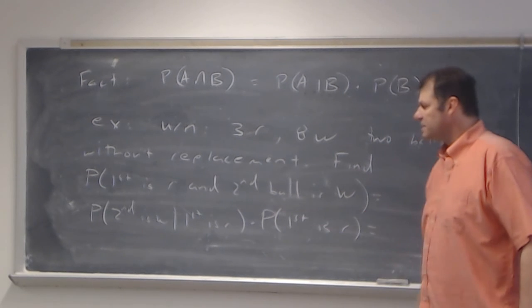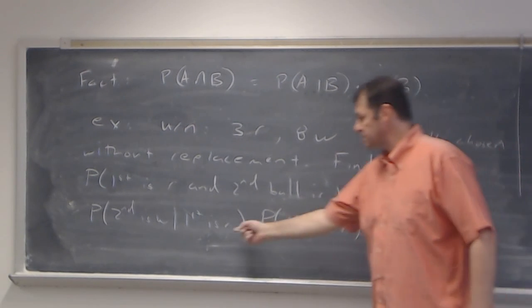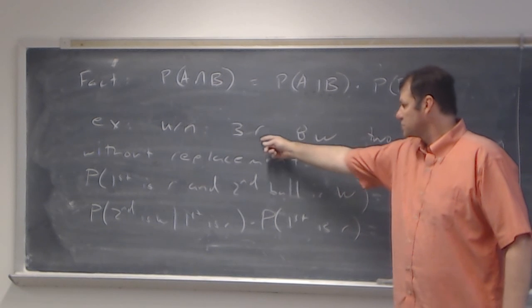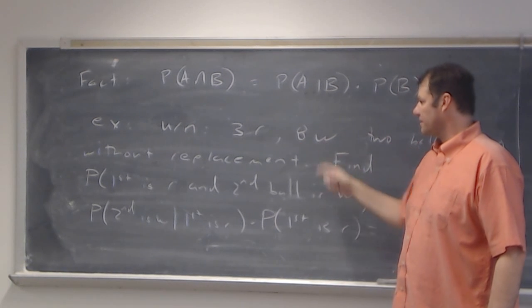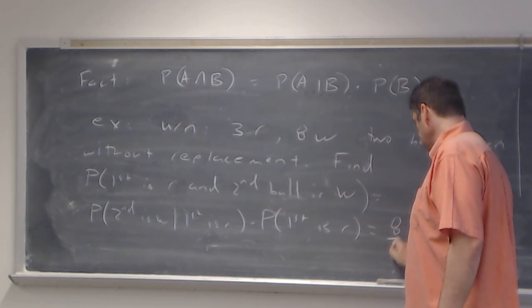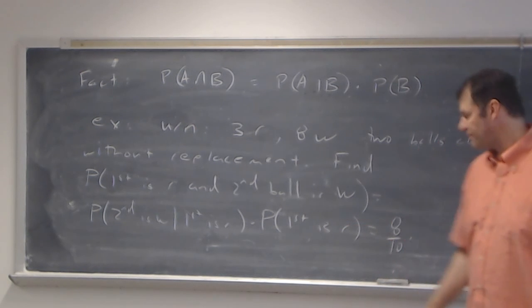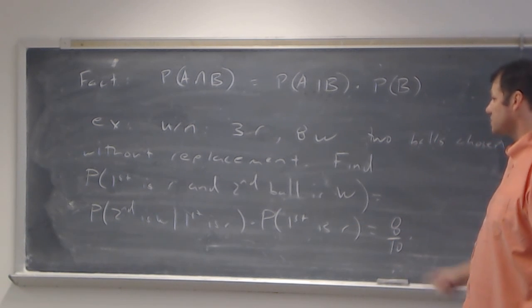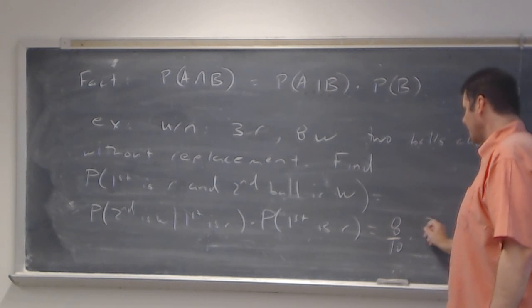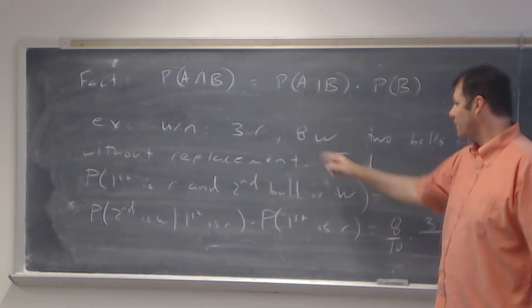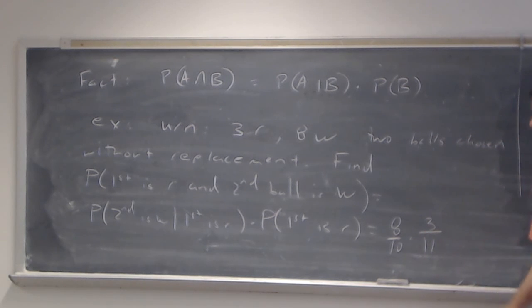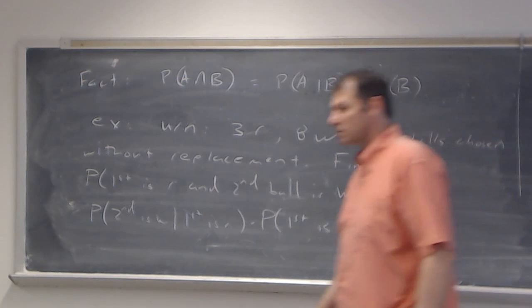So this conditional probability we can calculate by putting ourselves in this position. We've chosen a red. What's the chance now the second ball is white? Well, that's 8 out of 10, times, what's the probability that the first is red? In this situation, that's going to be 3 out of 11. And then that's what we have. So that's the answer to our problem. It's not so hard to calculate. All right. Well, thank you very much for your time and patience, and that will conclude this lecture.